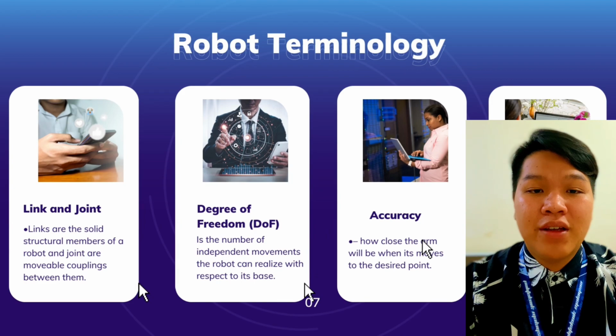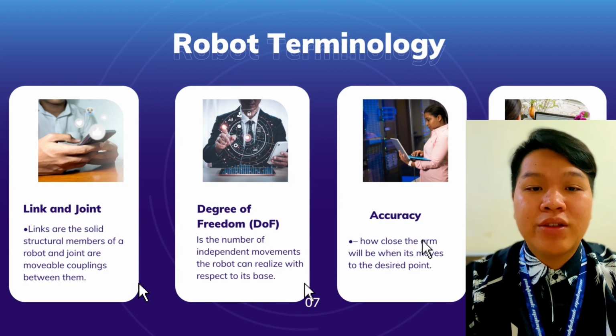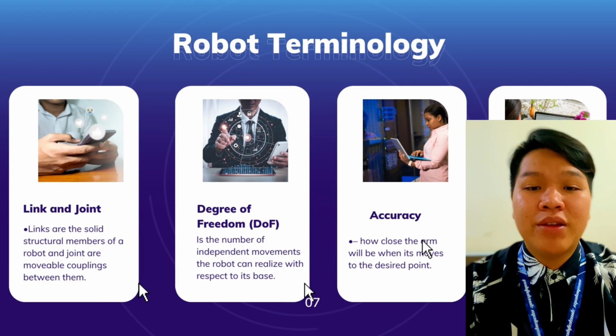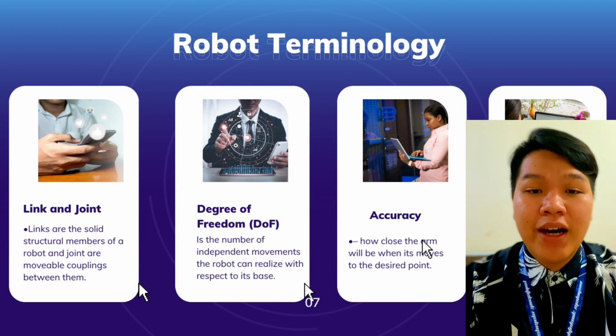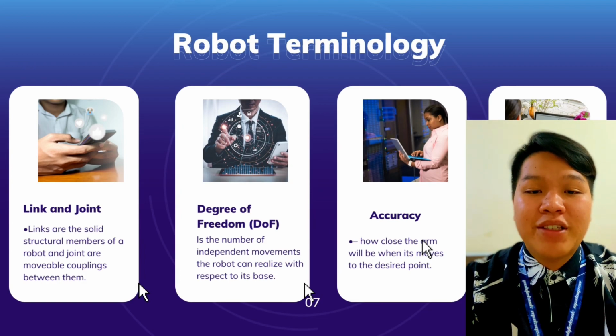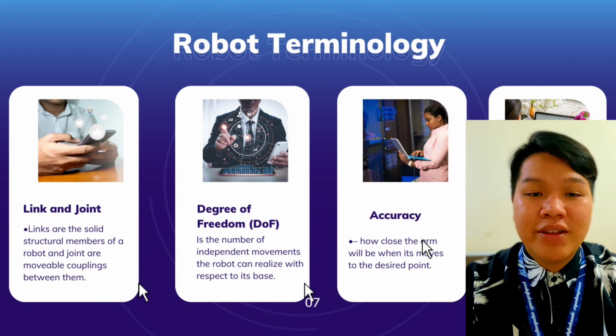Robot terminology. 1. Link and joint. Links are the solid structural members of a robot, and joints are movable couplings between them. 2. Degree of freedom is the number of independent movements the robot can realize with respect to its base. 3. Accuracy: how close the arm will be when it moves to the desired point. And 4. Precision: how accurately a specified point can be reached.